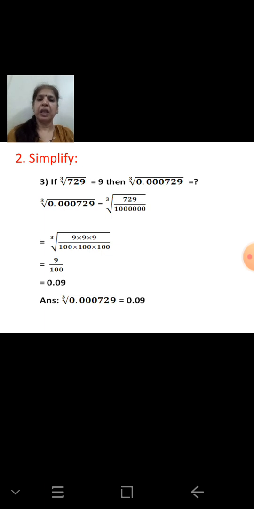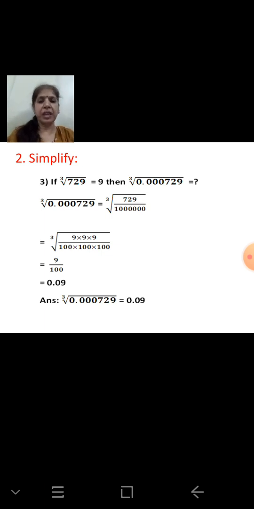729 upon, we are going to remove the decimal, and once we remove the decimal, how many places are there after the decimal? 6 digits. So you write 1 with 6 zeros. And then again in the cube root sign, 729 cube root, they are telling it is 9. So 9 into 9 into 9. And as 6 zeros are there, it is 100 into 100 into 100, because we have to make the groups of 3. And once you remove the cube root sign, it becomes 9 upon 100.